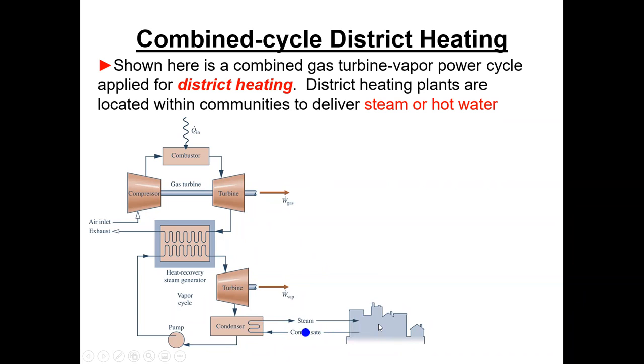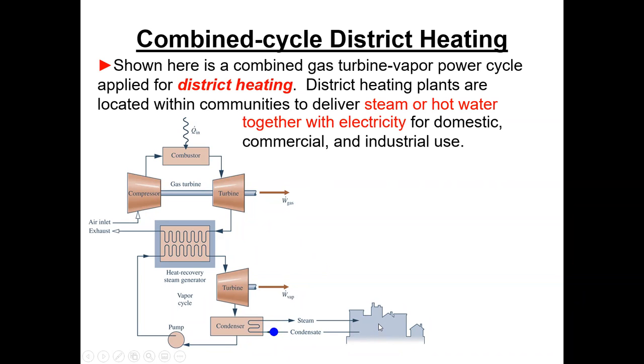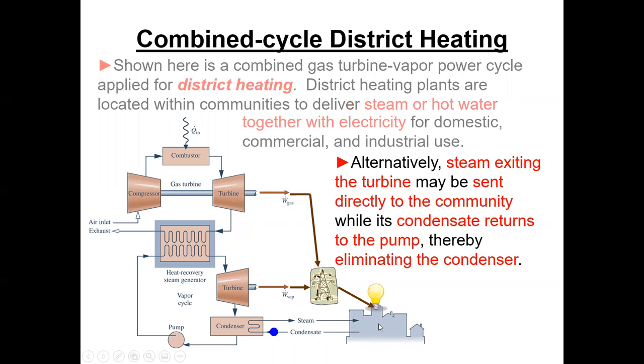We're going to do the little ball. Okay, so I think I've said all that. So we're getting electricity, and then we're going to send the condensate return and all that stuff, that heat to town, eliminating the condenser. So that's pretty good.